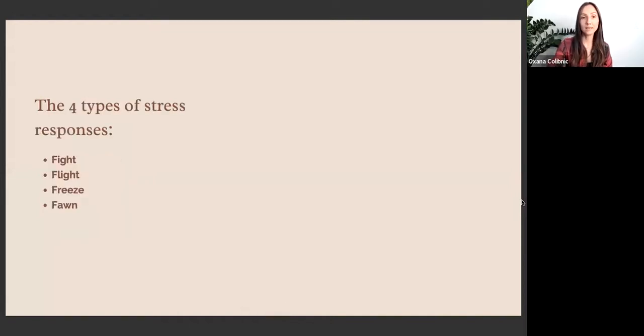All right, and there are 4 types of stress responses. I'm sure you've heard of them. There's a lot of information on this topic lately. And they are fight, flight, freeze, and fawn. The fawn, the last one, is also called fornicate in some resources.